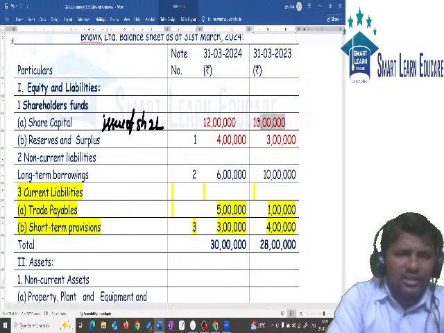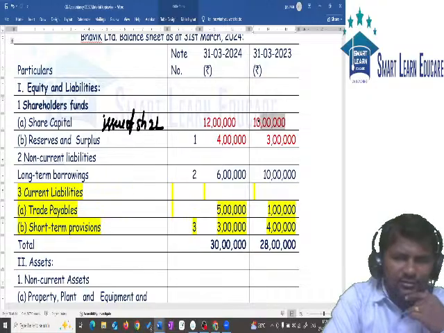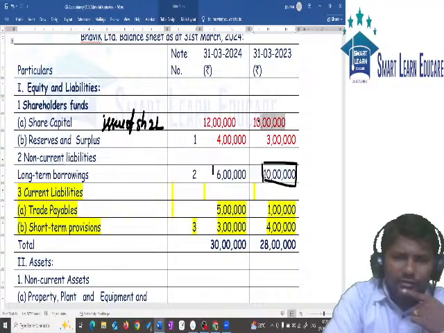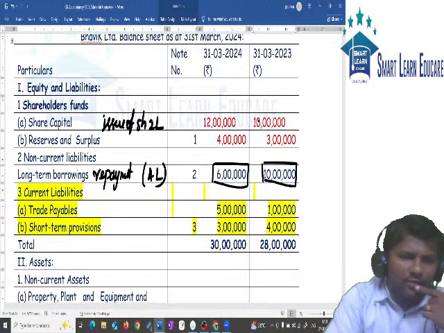Reserves and surplus are not considered. In debentures also we have some payment. 10 lakhs debenture we had. Now we have only 6 lakh. So repayment of debenture, redemption of debenture is 4 lakh. This is outflow of cash.